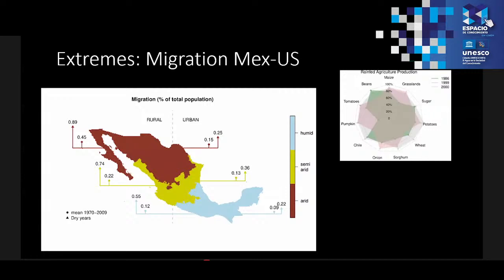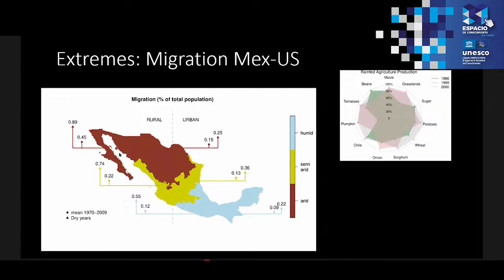And this is the jump when we see how these impacts on food producing systems translate into the livelihood of people. What I'm showing here is just the migration rate from Mexico to the United States of these 40 years, from 1970 to 2009. And in the circles, we have the average for the period, and in triangles, we have the average for dry years. So it's just the driest year in each decade, and then we just average all of this.